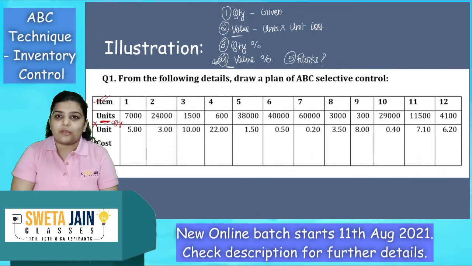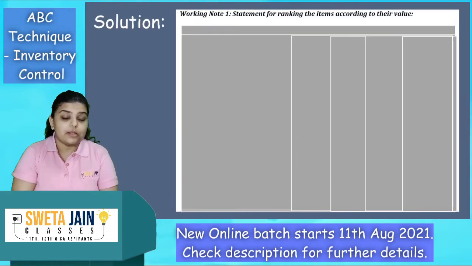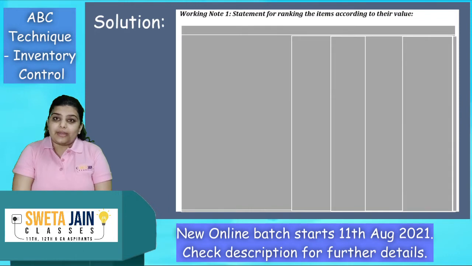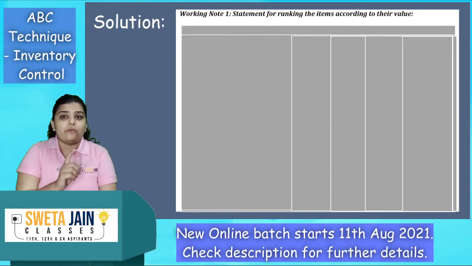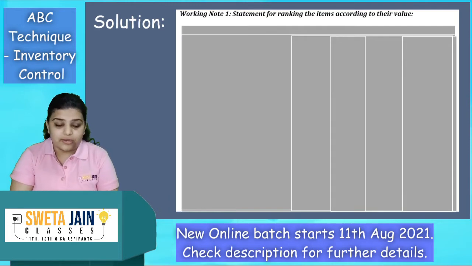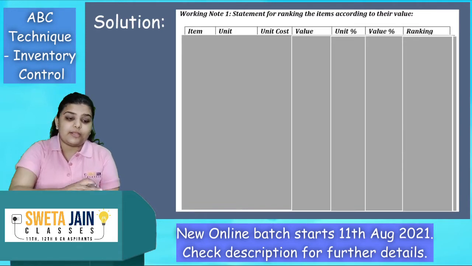Let us begin with the question. First we are going to do working note 1, where we are going to prepare the statement for ranking the items according to their value. I told you we are going to do it according to their value. So you can make the statement. As I told you that we require certain things which I have already discussed in the question, we are going to make a table like this.